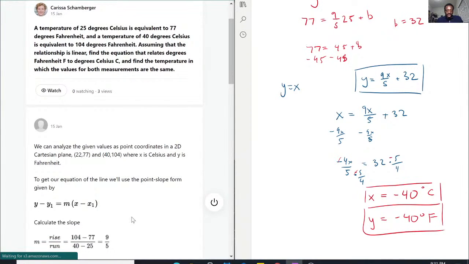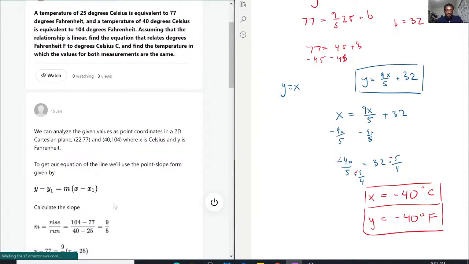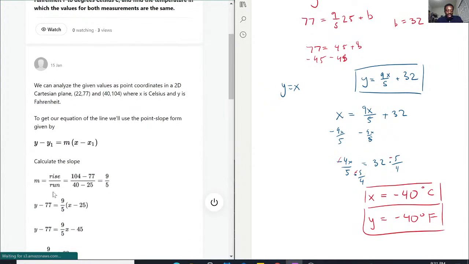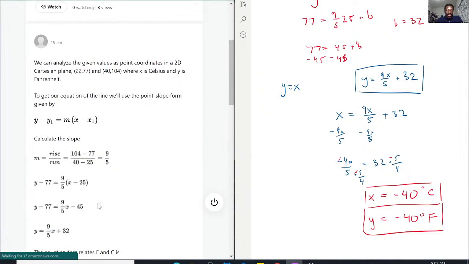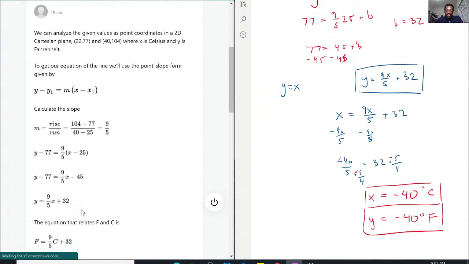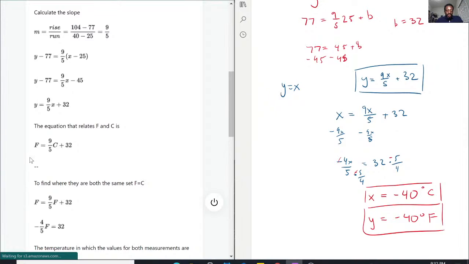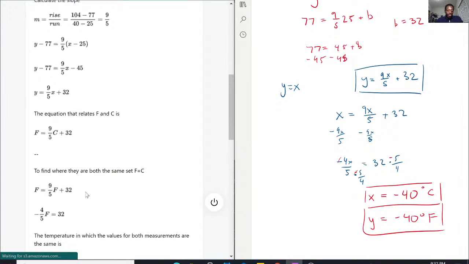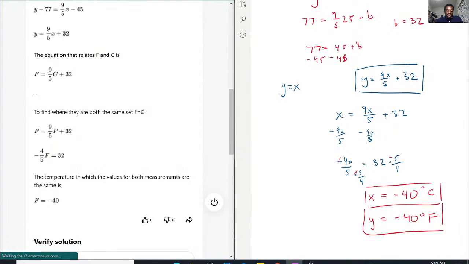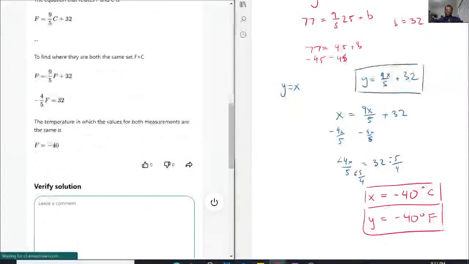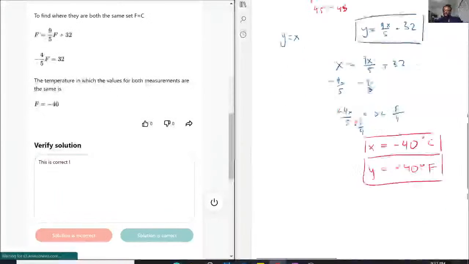So just like how our colleague did, we found the slope based on the rise over run, and it was 9 over 5. And then we plugged in some of the numbers to find that b, okay, which ended up being 32. And then they made the Fahrenheit equal Celsius, so they were to replace it, and with that they got that when both measurements are negative 40, that's when they equal each other. So with that being said, this is also correct. And now let's move on to question number 3.